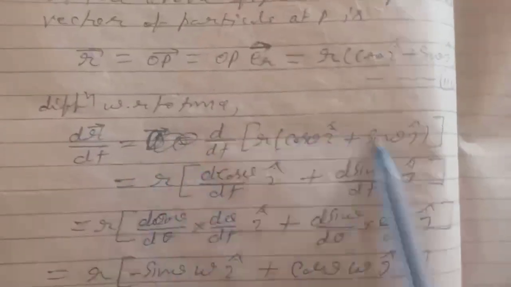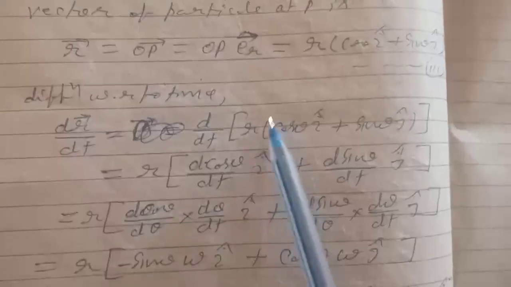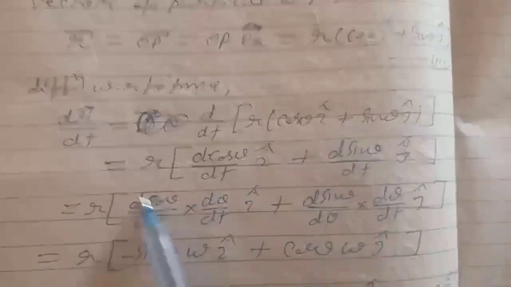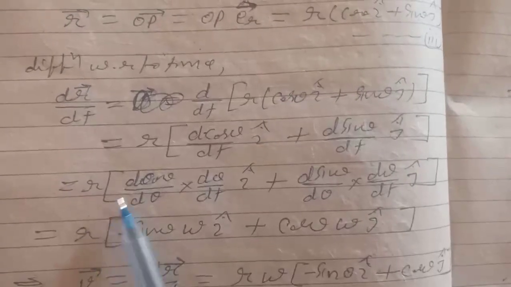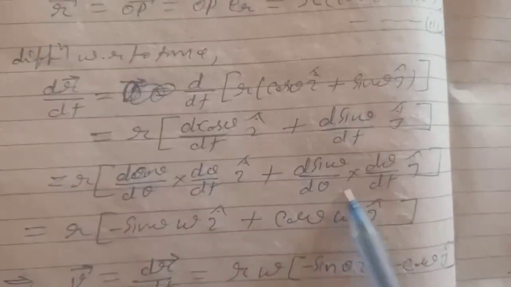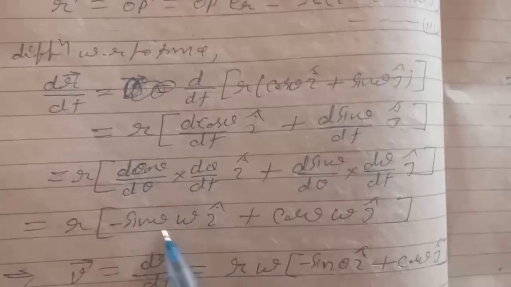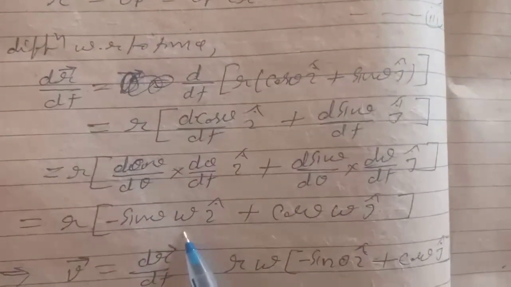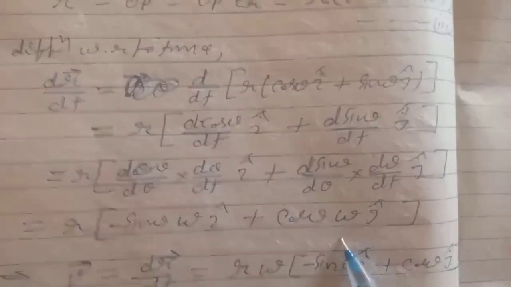Differentiating this equation with respect to time, we will get dr by dt equals d by dt of r into (cos theta i cap plus sin theta j cap), or r into d cos theta by dt i cap plus d sin theta by dt j cap, or r into d cos theta by d theta into d theta by dt i cap plus d sin theta by d theta into d theta by dt j cap. Now d cos theta by d theta equals minus sin theta, and d theta by dt equals omega, that is angular velocity, and d sin theta by d theta is cos theta.